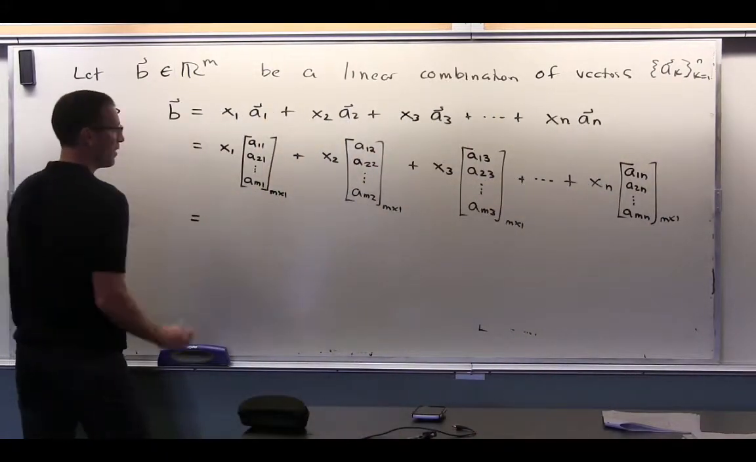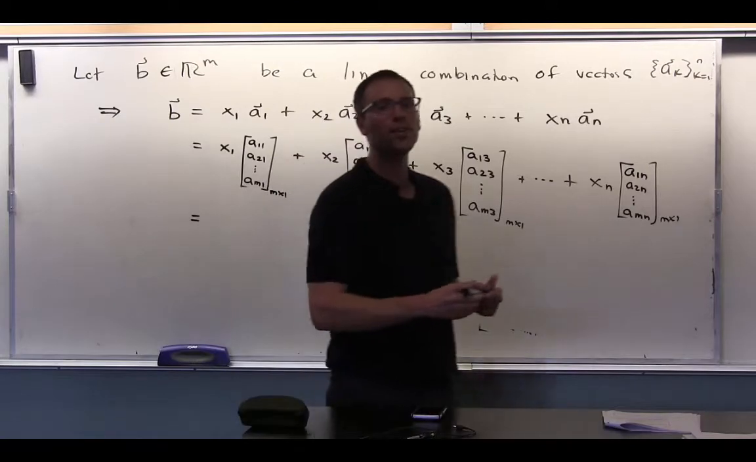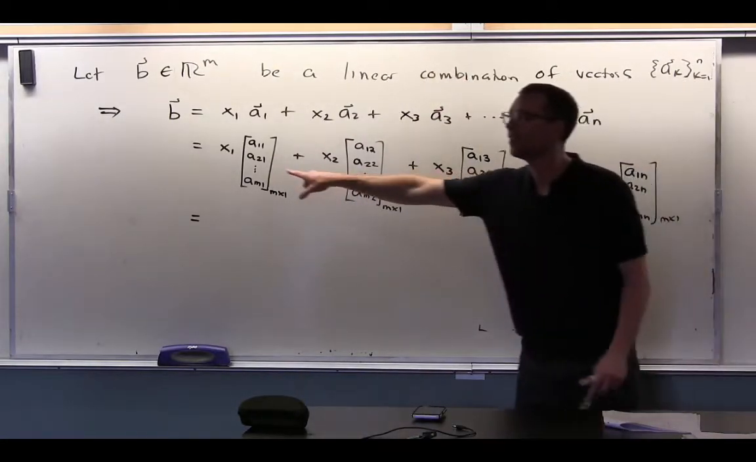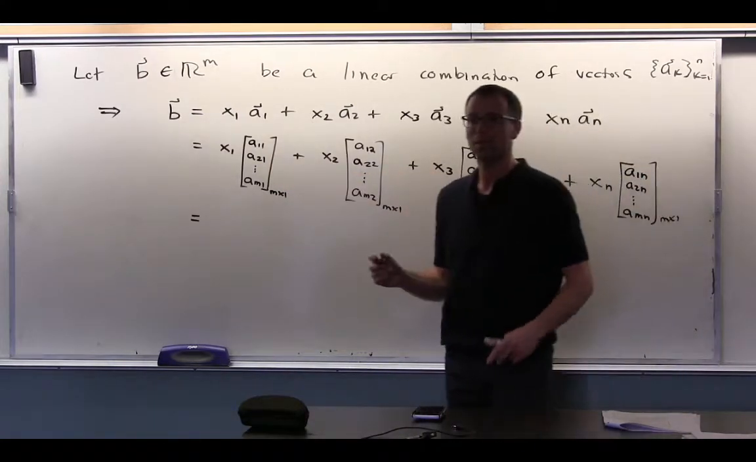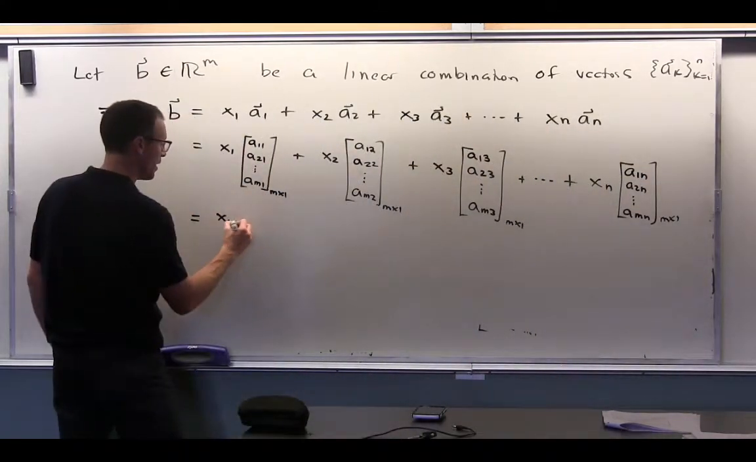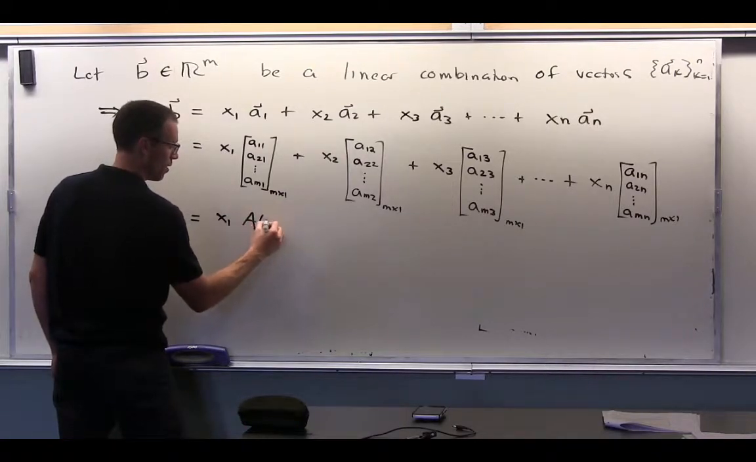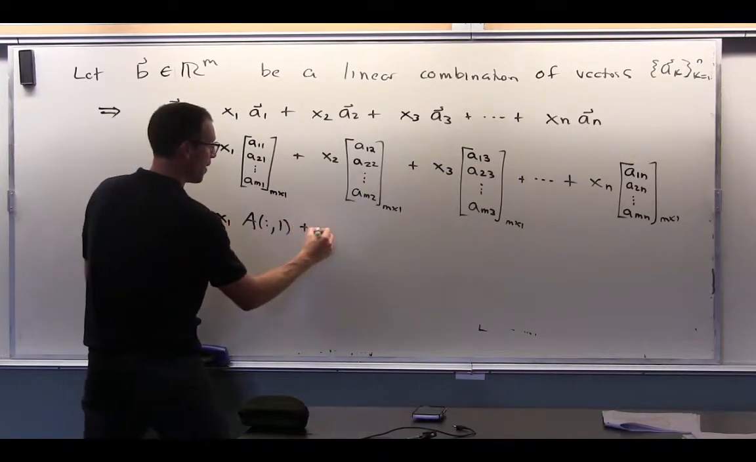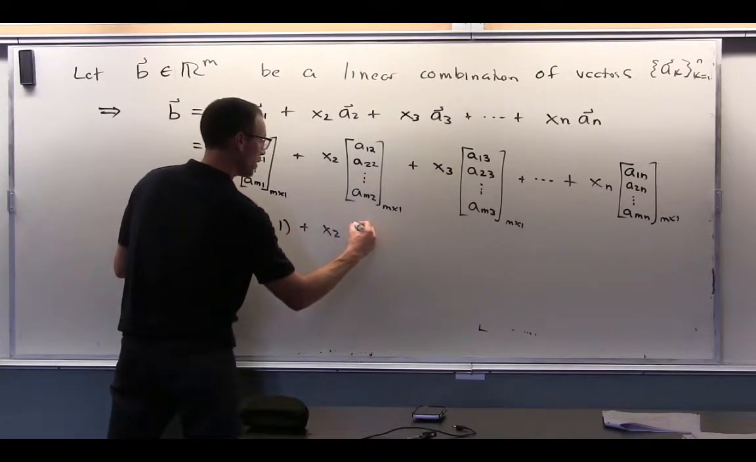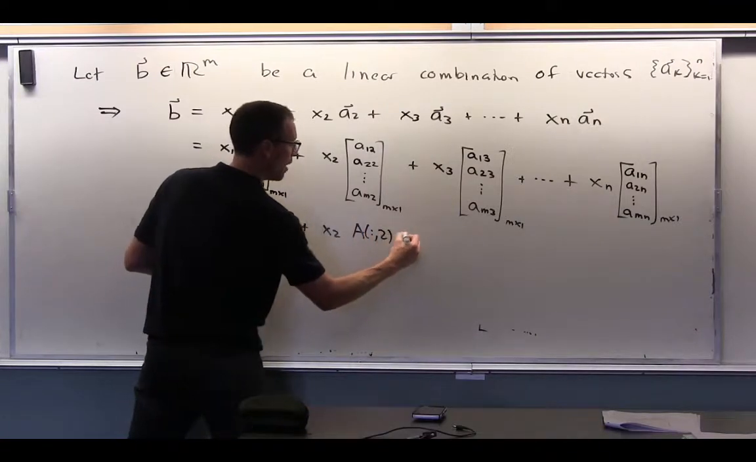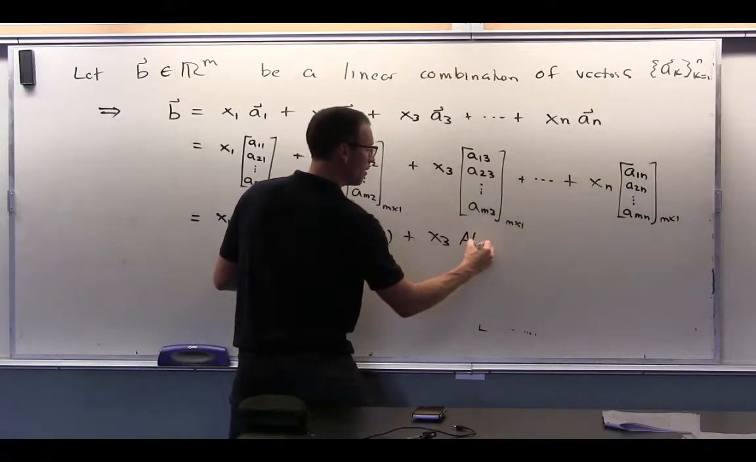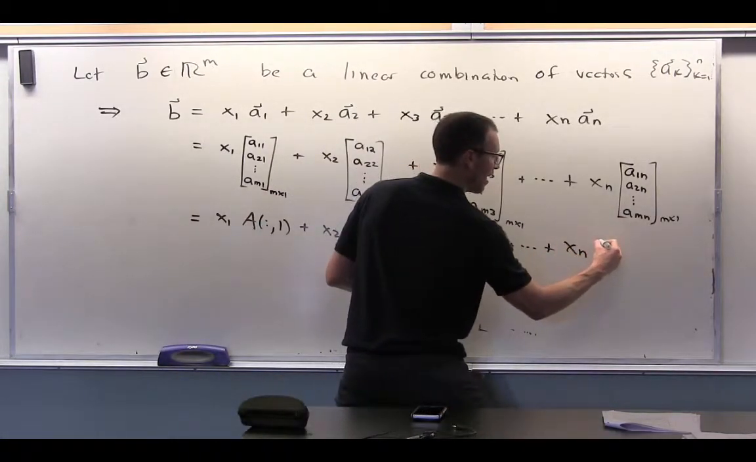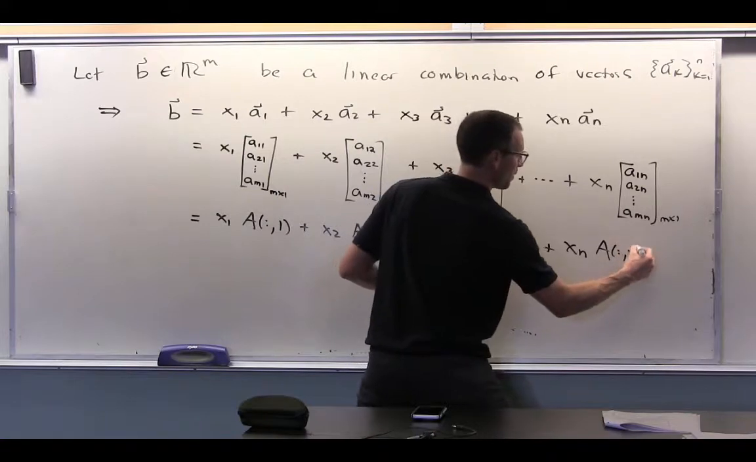Could you rewrite this? Is there a way that you could imagine how to define a matrix out of those? What would this be in a matrix? Yeah, this would be x1 times the first column, and then x2 times the second column, and then x3 times the third column. And I would keep going until I got to xn times the nth column.